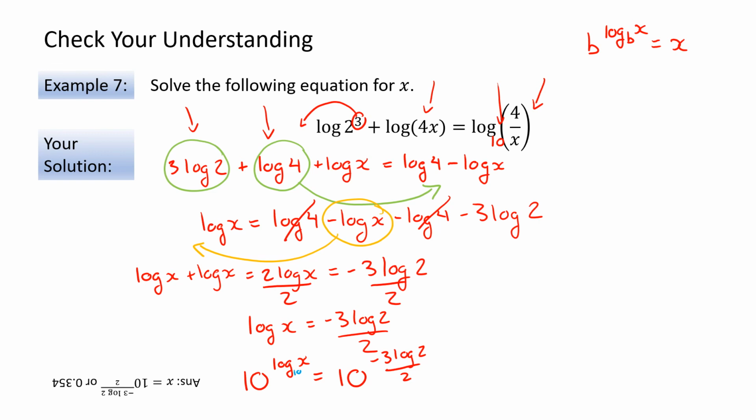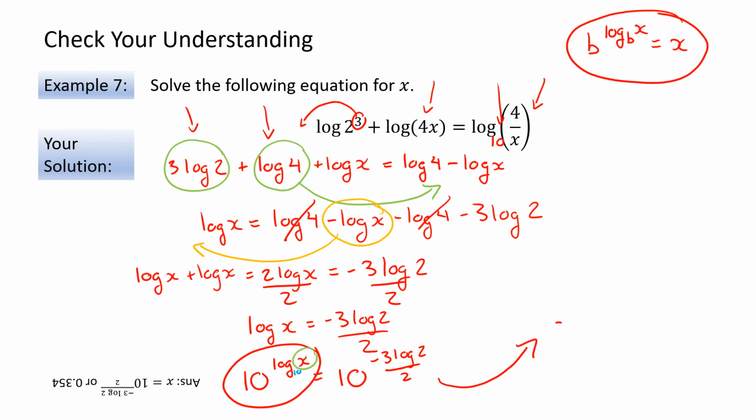So that means that following this relationship, this side just becomes x, what's remaining in the log. So what we're left with is that x is equal to just 10 to the negative 3 log 2 divided by 2. And again, because this log is base 10, you could put it in your calculator. If you did, you would get that x is equal to 0.354 approximately. So remember, the same rule I used both in the natural logarithm and in the log function.